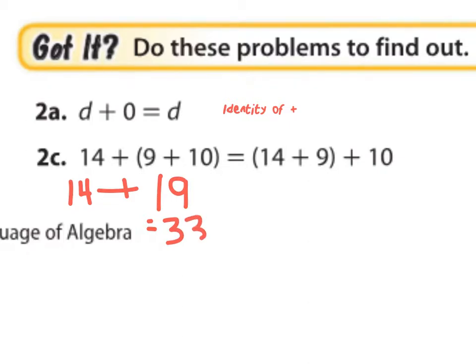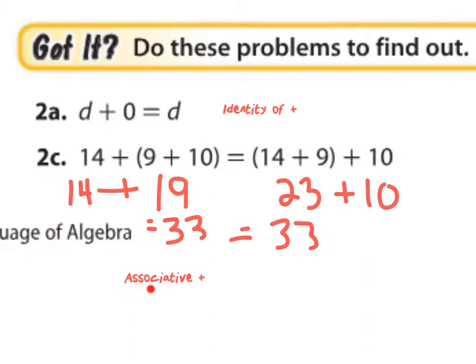And then over here, 14 plus 9 is 23, plus 10 is also 33. So it doesn't change the sum. So what is it? All we've done is just regroup the numbers. Here we group the 14 and the 9 together, and here we group the 9 and the 10 together. So this is associative property of addition. So associative of addition.